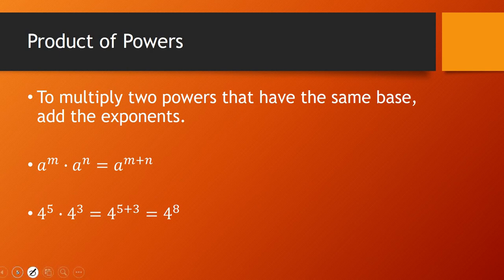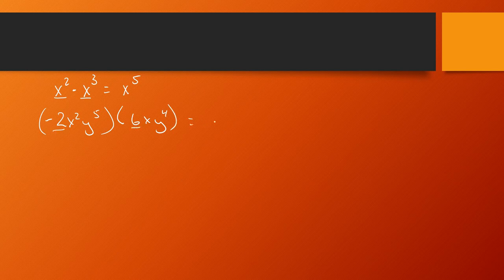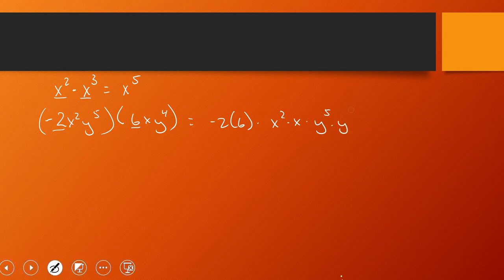Okay, let's do a couple little examples. So if I have x squared times x cubed, we're multiplying the same bases. It's got to be the same base. And we're adding the powers, x to the 5th. Okay, let's make it a little tougher. -2x squared y to the 5th multiplied by 6x y to the 4th. Now we're gonna combine our like pieces. So we're going to do -2 times 6. We're going to do x squared times x. And we're going to do y to the 5th times y to the 4th.